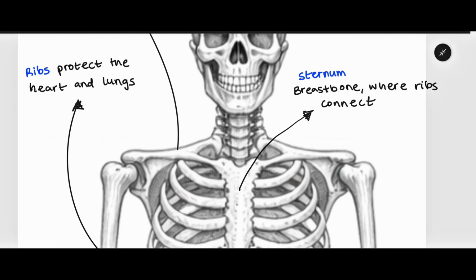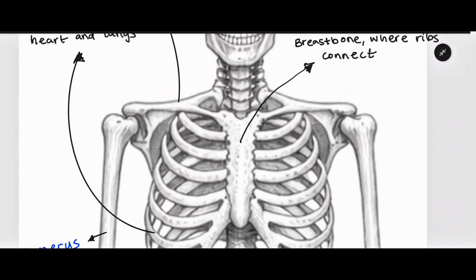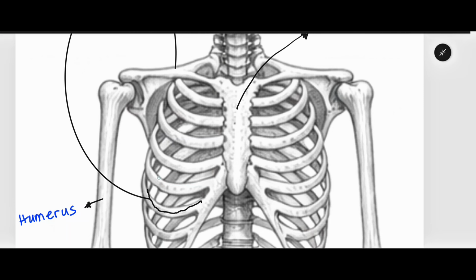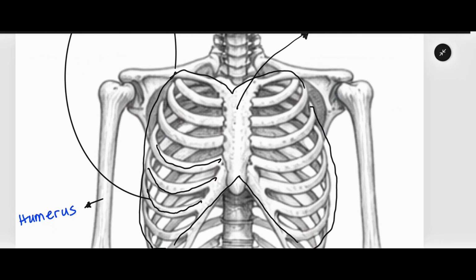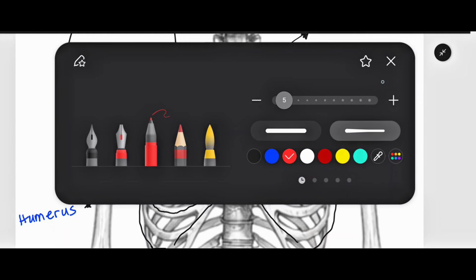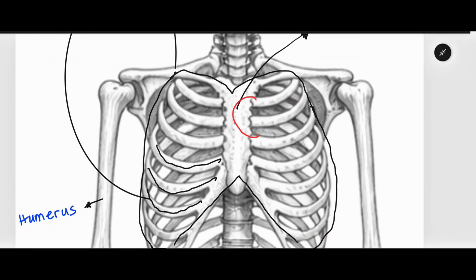Now at the chest, we have your ribs, which are these individual bones, and all of your ribs make up what we call your rib cage, which is this structure right here. That's your rib cage right there. Your ribs are really important because they protect your heart and your lungs. If you think about where your heart and your lungs are, your heart sits somewhere here and your lungs are in here. So your ribs are really important for protecting your heart and your lungs.